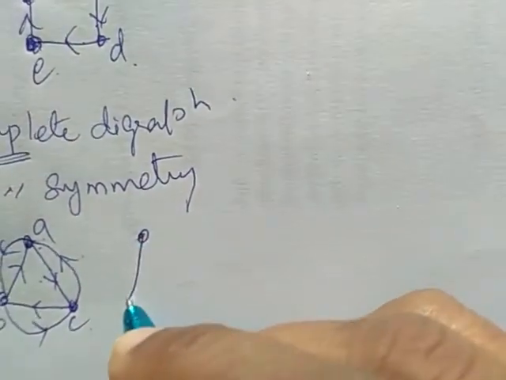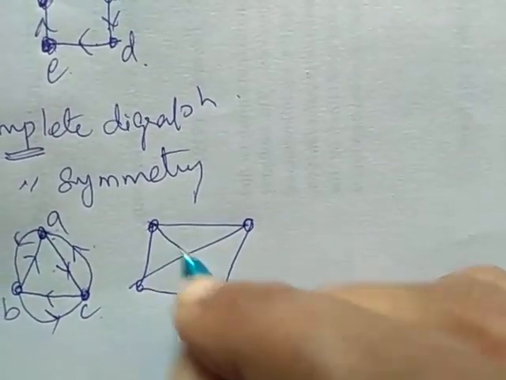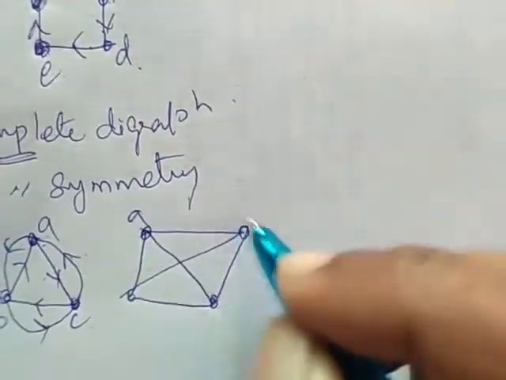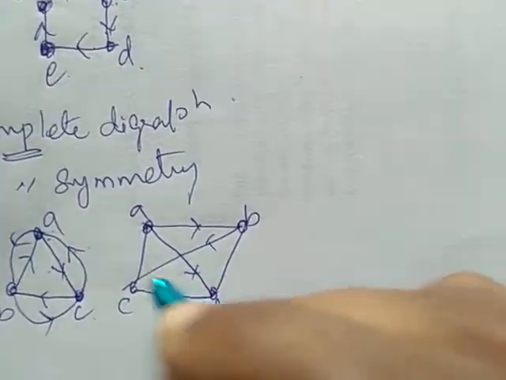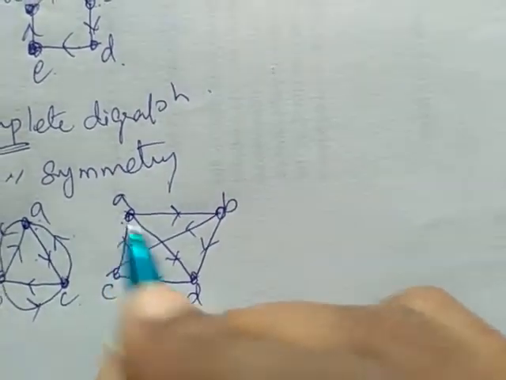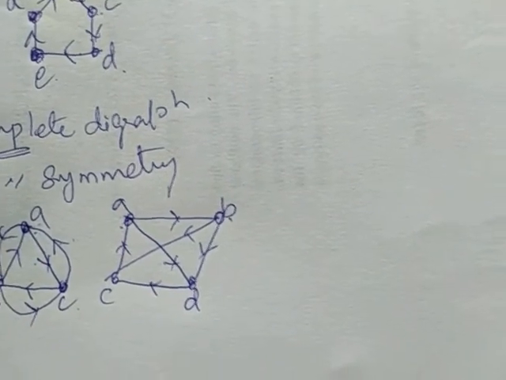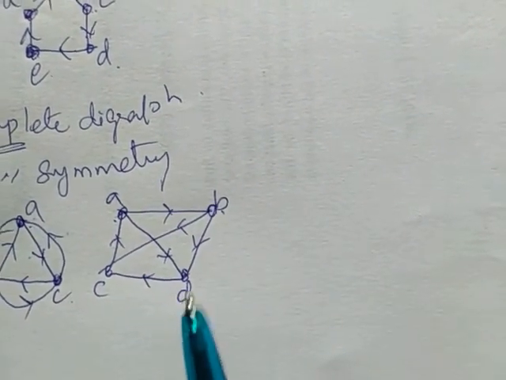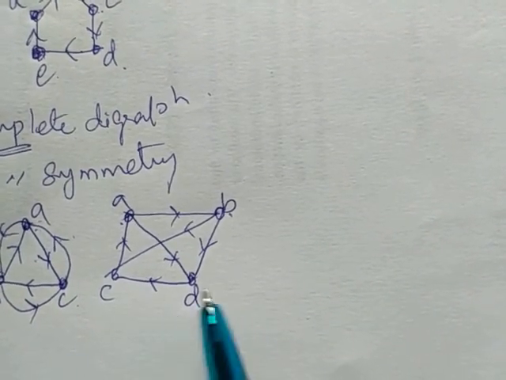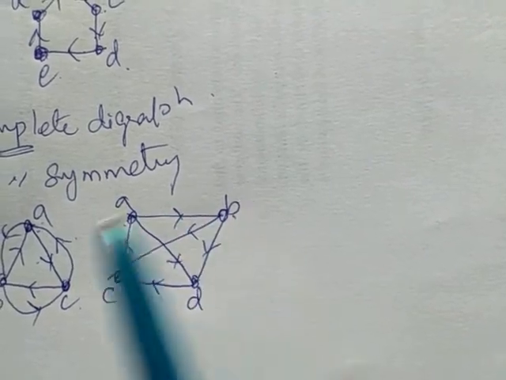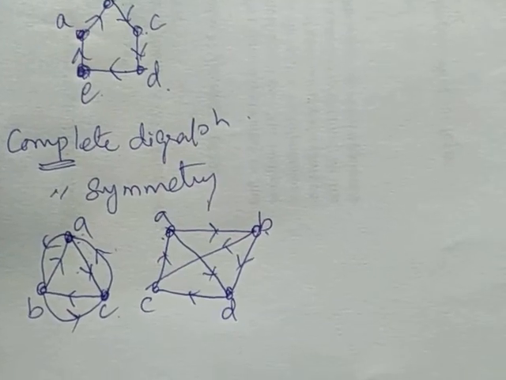For example, if I consider A, B, C, D. For AB, there exists only one edge, whether it is AB or BA. Similarly, for AD, there exists only one edge. There does not exist an edge for DA. Similarly, CD, there exists one edge. BC, whatever pair of vertices we consider, there exists only one edge between those vertices.